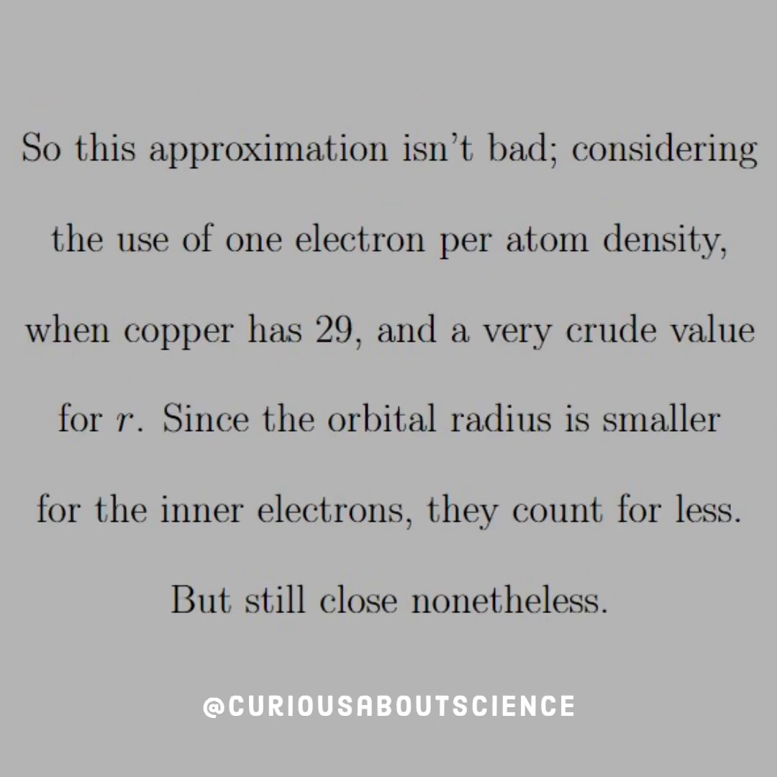So in conclusion, this approximation isn't bad considering the use of 1 electron per atom density when copper has 29. That's the big difference there. And a very crude value for r. Since the orbital radius is smaller for inner electrons, they count for less, but still close. So again, we can still get in the ballpark, and based on application, we can get more specific as needed.